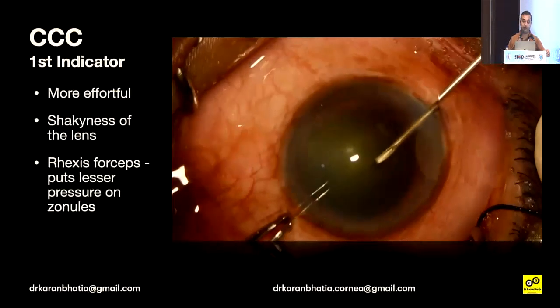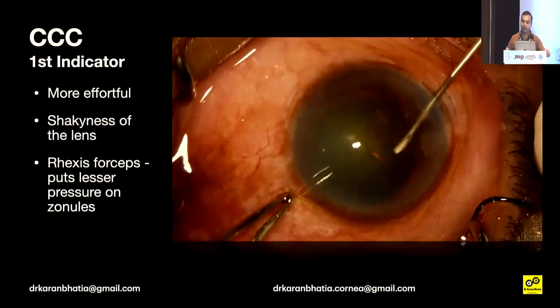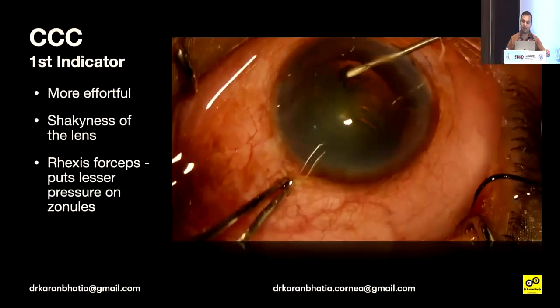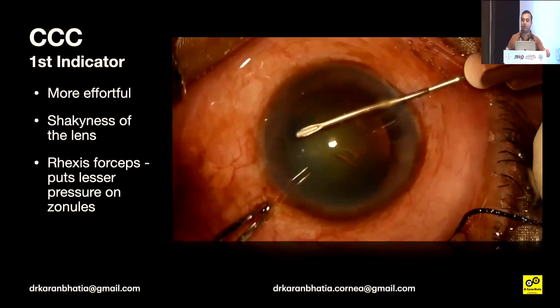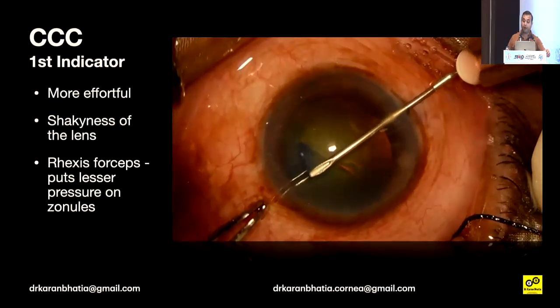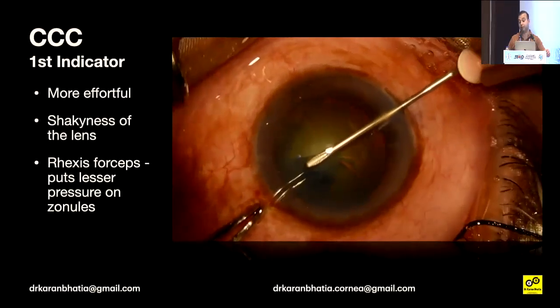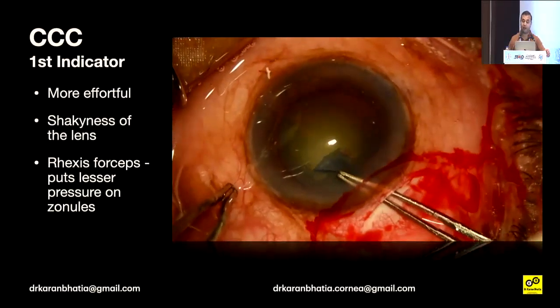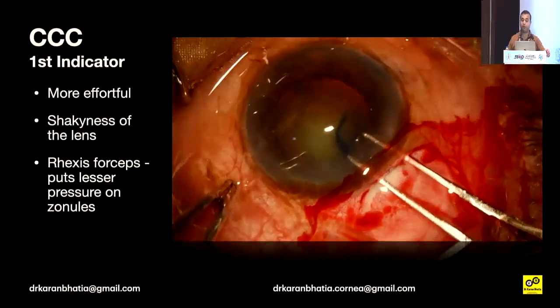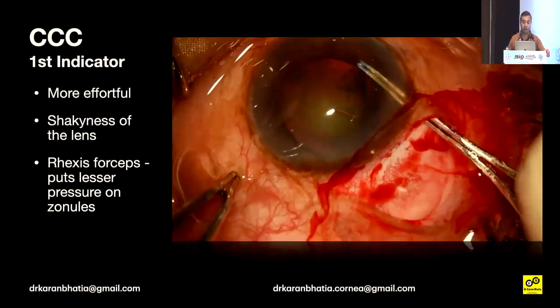It's more effortful. You can see this shakiness of the lens in such cases. You can see the lens is moving, and this is when you get an idea that it is better to do an SICS, or you need to plan as if you're doing a phaco, but SICS becomes easy here. So it's always better to shift to a rhexis forceps because it puts lesser pressure on the zonules.